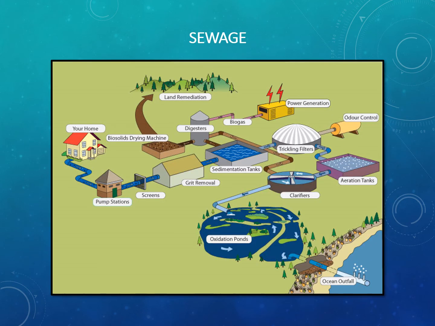Sewage facilities are usually processing plants, which recycle or distribute raw sewage that flows in pipes beneath housing, businesses, and factories. This diagram shows the flow path of sewage from your home towards the ocean.